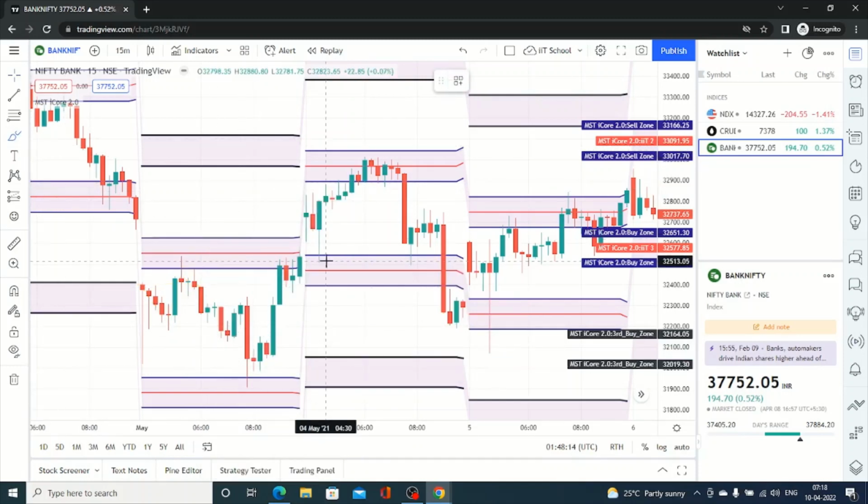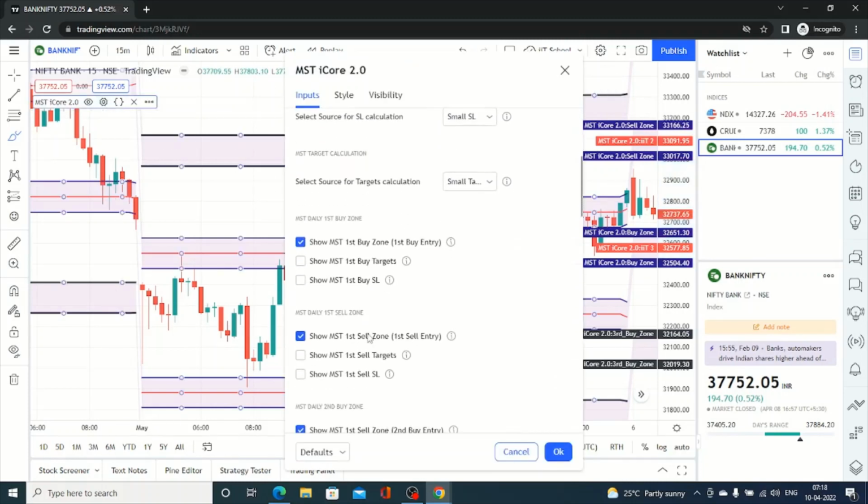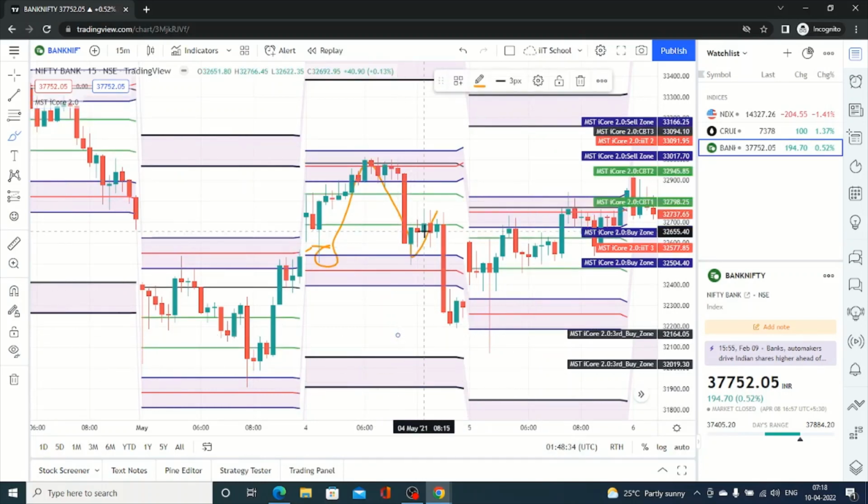And another thing, see here, buy activated here. Exactly, it has reached our sell entry. Again, from there, it has reached our buy entry. Again, we have got some target. If you want to see the target also, I can add. So I'm adding here first the buy targets. See here, perfectly, the target is hit. Third time also. The fourth time, market has broken the buy zone and closed below the level.